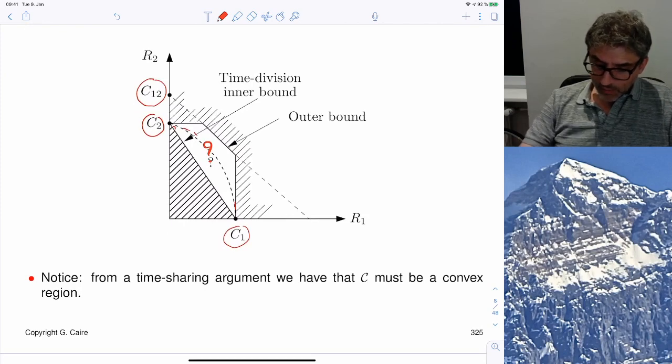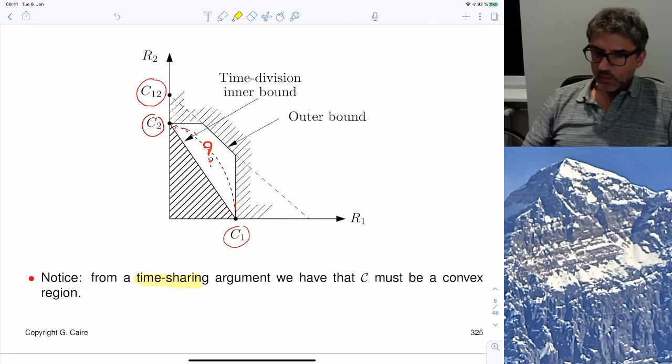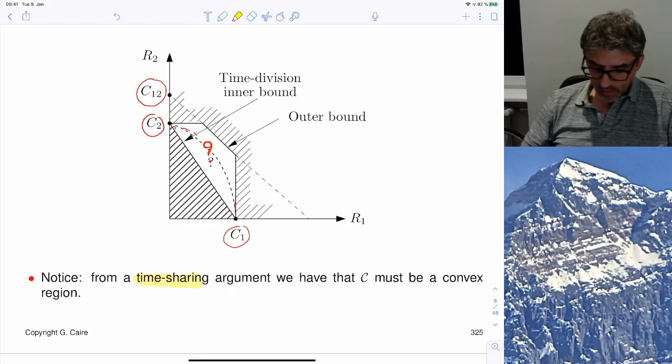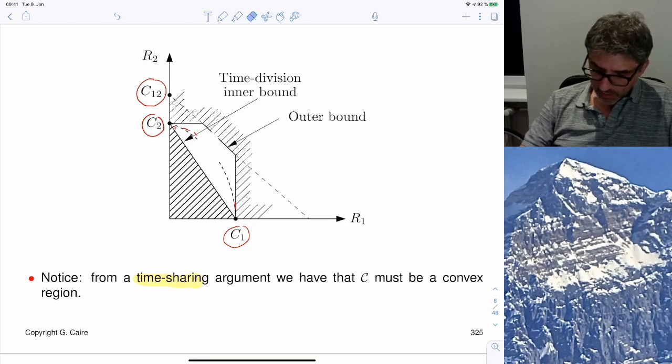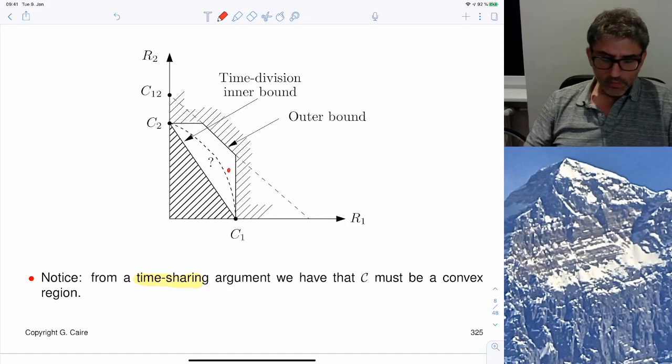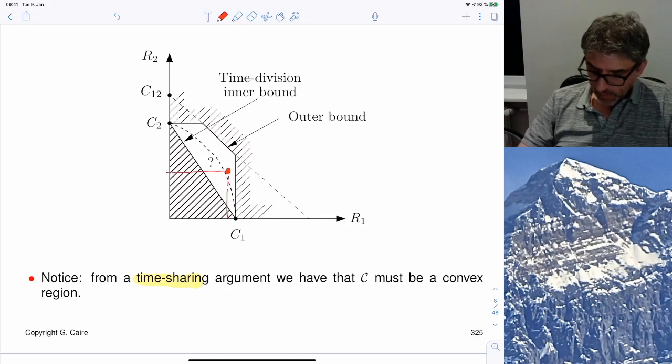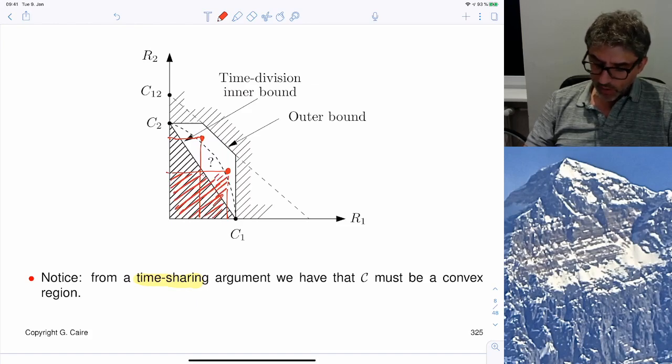Now, from a time-sharing argument, we can immediately argue that this capacity region must be a convex region. Why is that? Well, imagine the following. Let me clean up this picture for a second. Suppose that a point here is achievable. So suppose that I can find a family of codes with vanishing probability of error that operates at this rate pair. Then suppose that another point here is achievable. Okay, fine. So you see immediately that if I find a point that is achievable, all the rate pairs that are component-wise dominated by this point are also achievable, by definition of achievability. Then it means that I have constructed a strange capacity region like this, which is non-convex, okay?